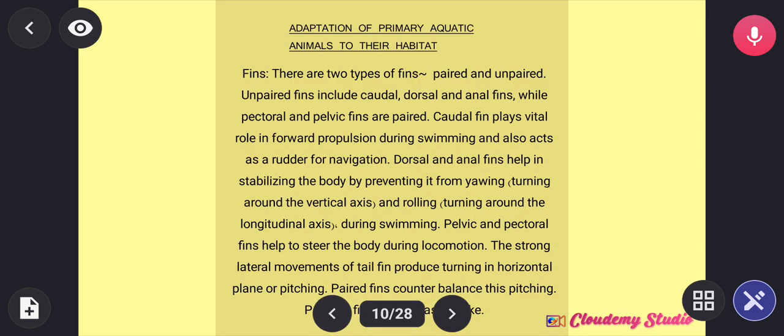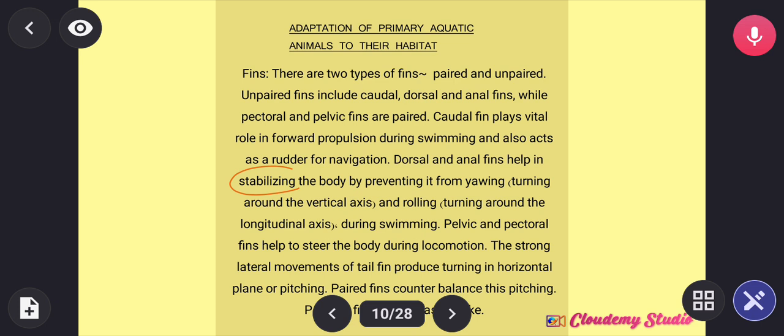Now, dorsal and anal fins help in stabilizing the body, preventing it from yawing and rolling during swimming. The pelvic and pectoral fins act as steering. They are used for steering, from moving from right to left, from left to right. And the caudal fin plays an important role in propulsion, like in moving them forward.